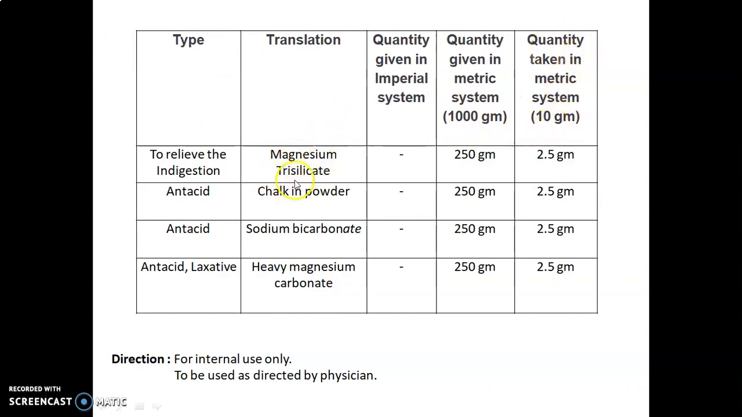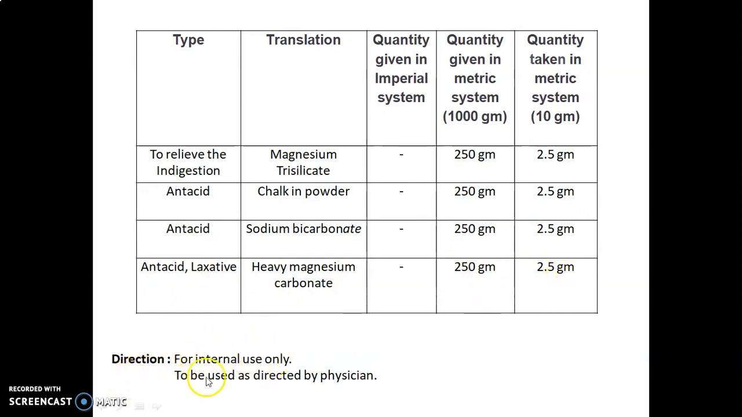Magnesium trisilicate is used to relieve indigestion problems. Quantity given is 250 gram, taken quantity should be 2.5 gram. This quantity is calculated with the help of the factor. Chalk in powder, that is nothing but simply calcium carbonate, which is used as an antacid. Quantity given 250 gram, taken quantity should be 2.5 gram. Sodium bicarbonate is used as an antacid. Quantity given 250 gram, taken quantity 2.5 gram. Heavy magnesium carbonate is also used as an antacid and laxative. Quantity given 250 gram, taken quantity should be 2.5 gram.